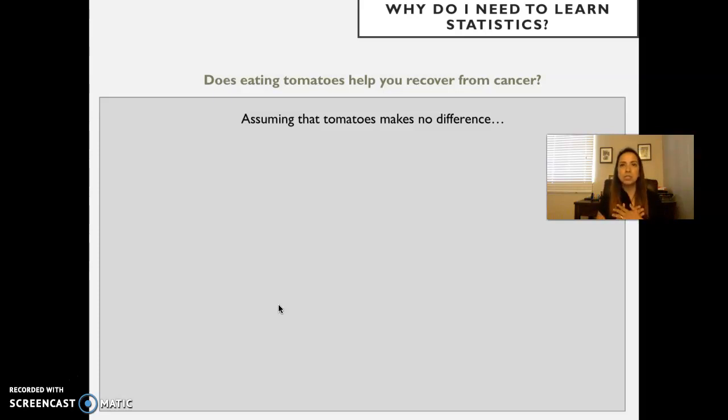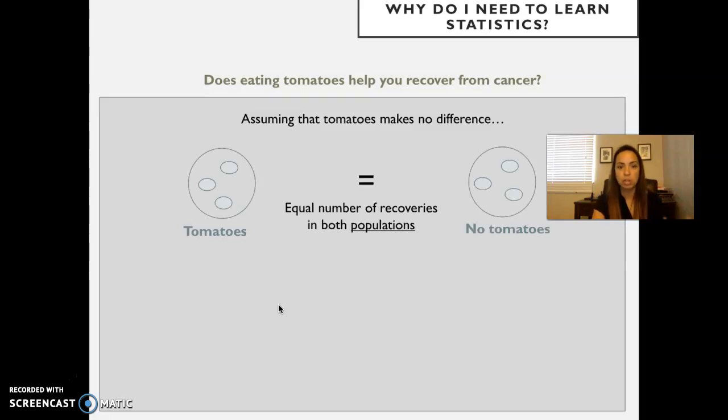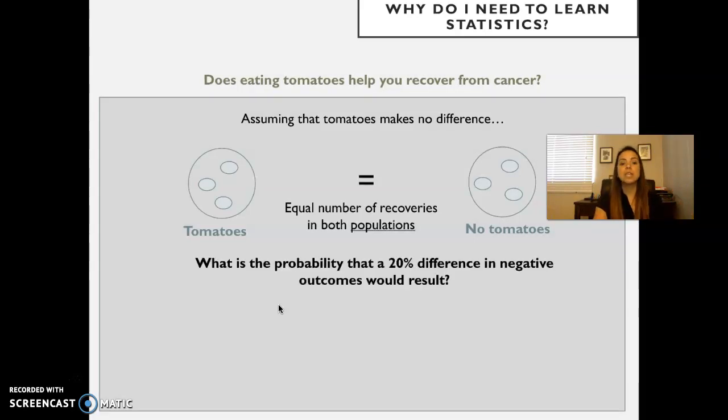And we're saying that what stats will tell us is, under the assumption that there is no difference, that tomatoes make no difference, right? That there is an equal number of recoveries in both populations, a population that is undergoing treatment for cancer and is not eating tomato, and the population that's undergoing treatment for a particular type of cancer and is eating tomatoes. So let's assume that there is no difference. What is the probability that I would see a 20% difference in outcomes, right? What is that probability?